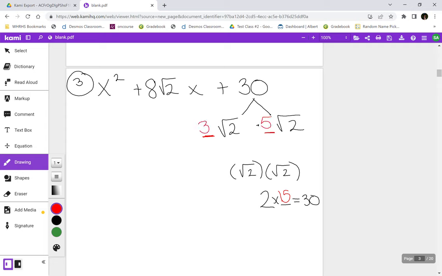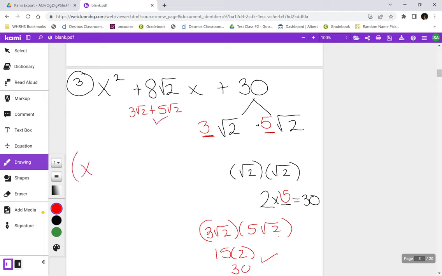Right? So we're going to check this. 3 root 2 times 5 root 2. 3 times 5 is 15. Root 2 times root 2 is 2. 15 times 2 is 30. That works. 3 root 2 plus 5 root 2, is that 8 root 2? That also works. So we come to factor. We're going to write down our factors. x plus 3 root 2, x plus 5 root 2.